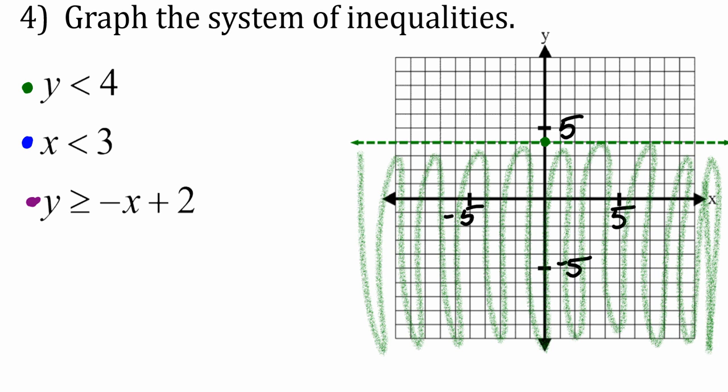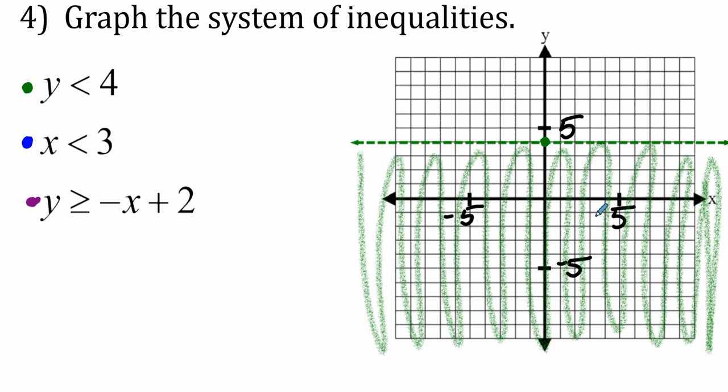The second inequality, x is less than 3. So x being isolated, we know that the slope is undefined. This is going to be a vertical line, and we have an x-intercept at 3, 0, which would be here. Now, if the x-intercept is 3 and we have an undefined slope, that means we're not going left or right, we're just going up and down, so all the x inputs here have to have a 3.